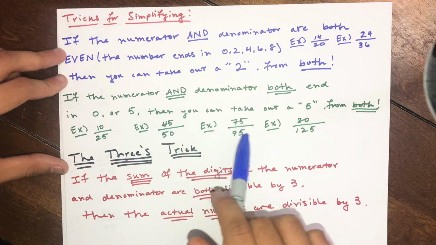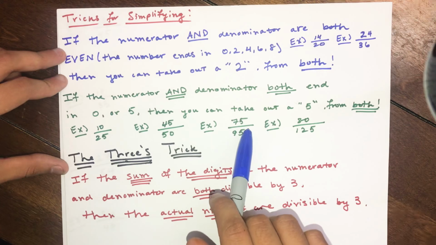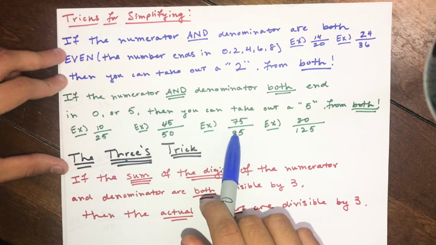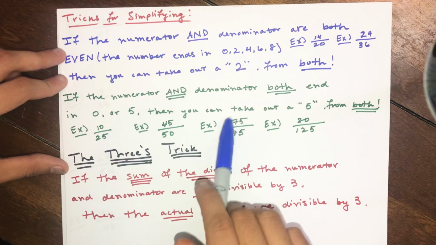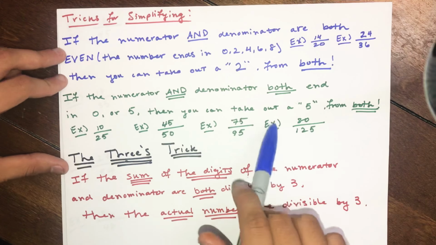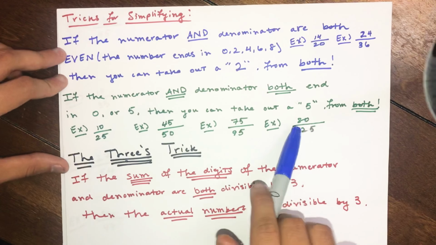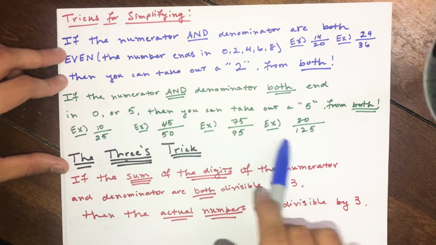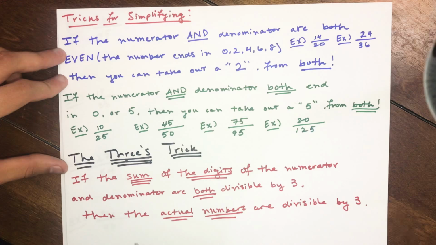Same thing here, 75 and 95. They both end in 5, so you can take out a 5 from both. Make sure you never take out a number from only one of the numbers. That'll give you the wrong answer every single time. In this case, 80 ends in 0 and 125 ends in 5, so you can take out a 5 from these two and you can simplify that way.